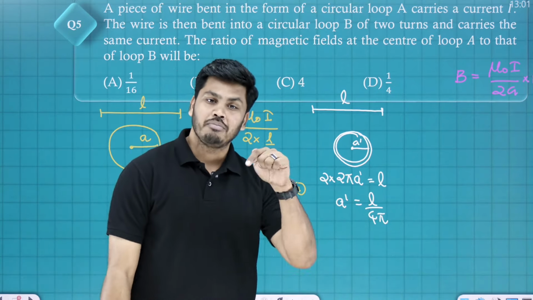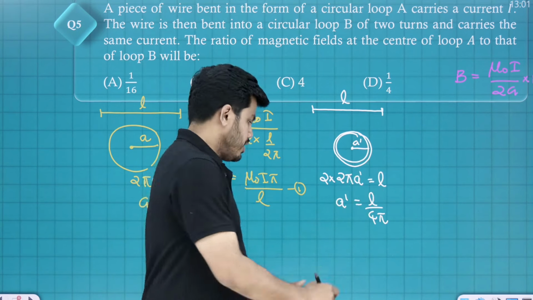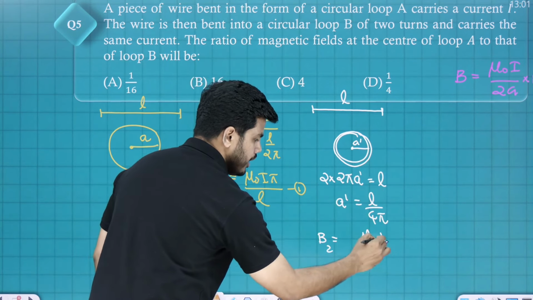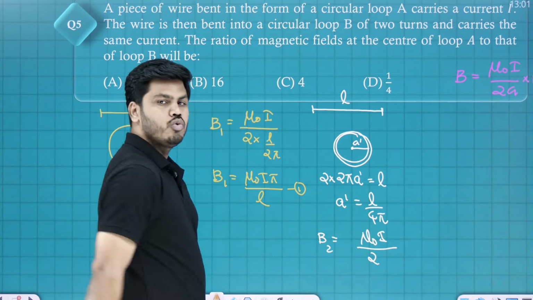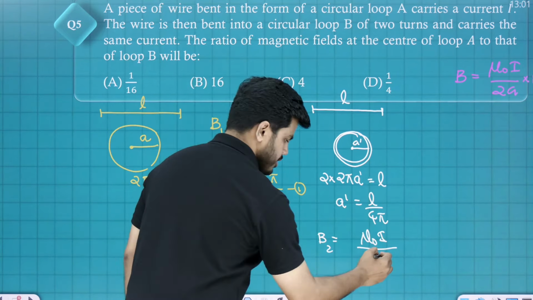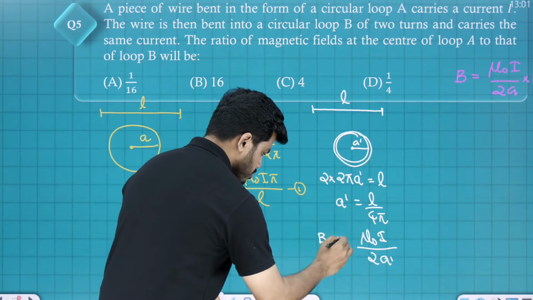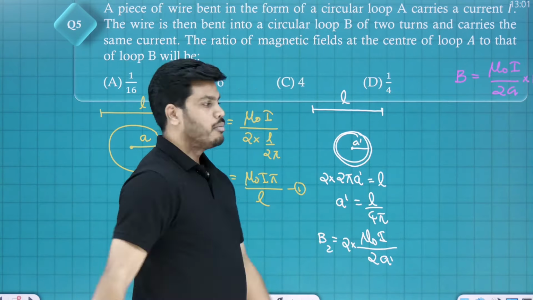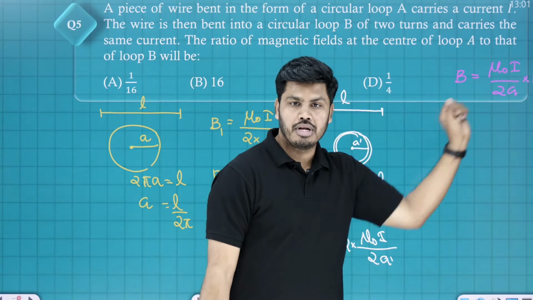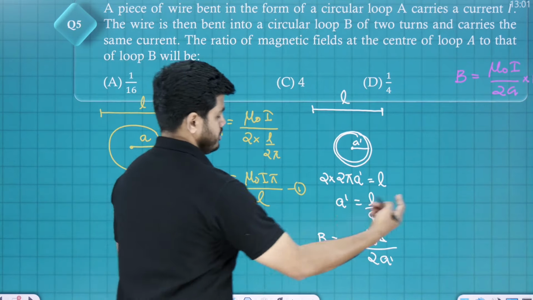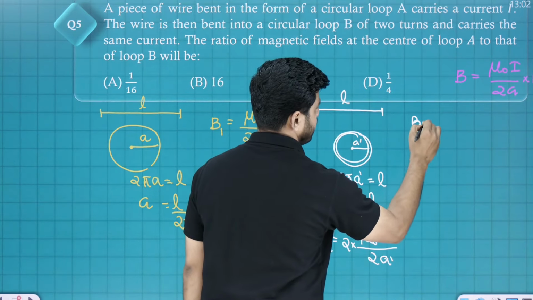Yes. Now we write the magnetic field at the center of this loop also. How will you write B2? B2 is going to be equal to mu naught I divided by 2 times the radius A dash, right? And most important, don't forget to multiply with 2 here. Why? Because we have 2 turns, it should be multiplied by the number of turns. So 2 into mu naught I by 2A dash. Can you just substitute that A dash now?